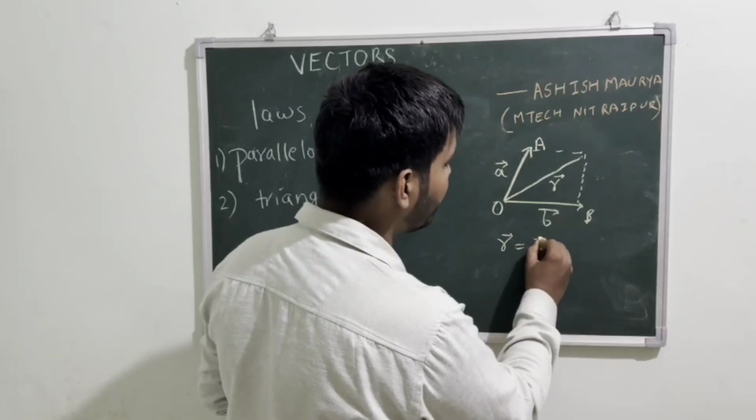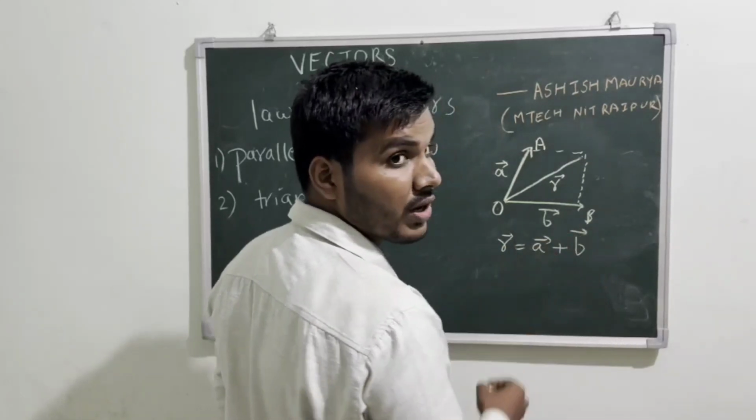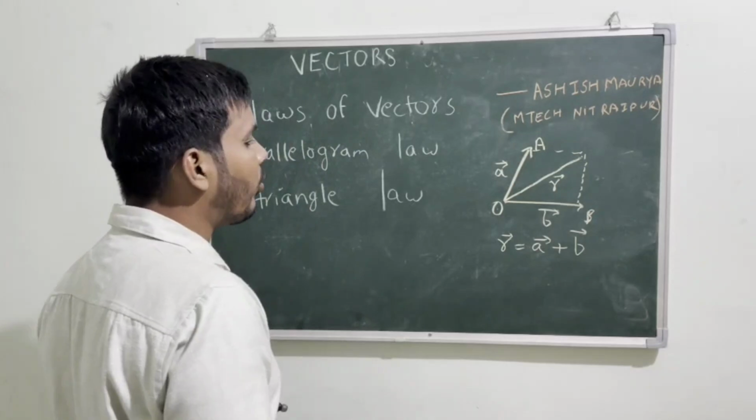And it is represented by A vector plus B vector. And this is the parallelogram law of vectors. Now we are going to talk about the triangle law.